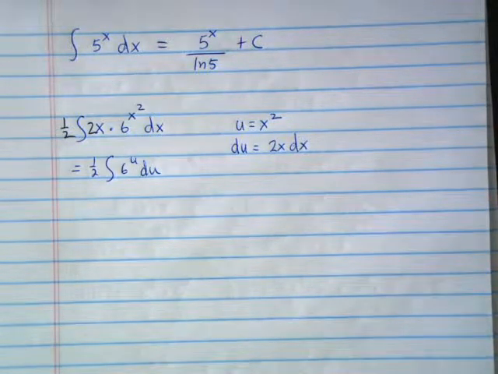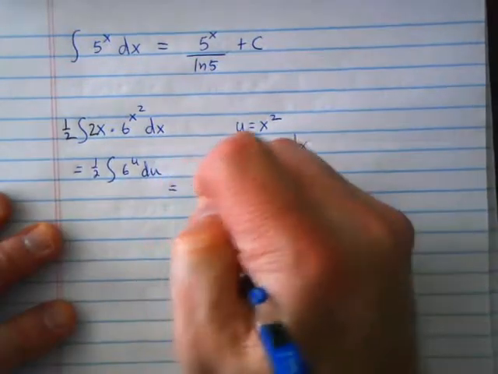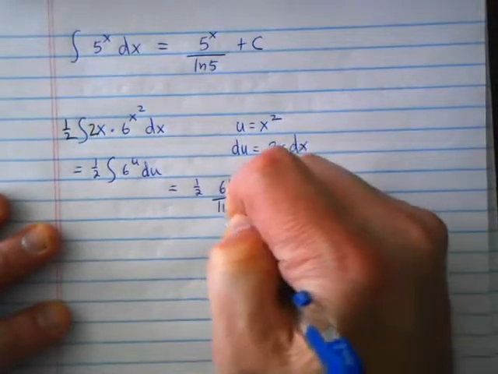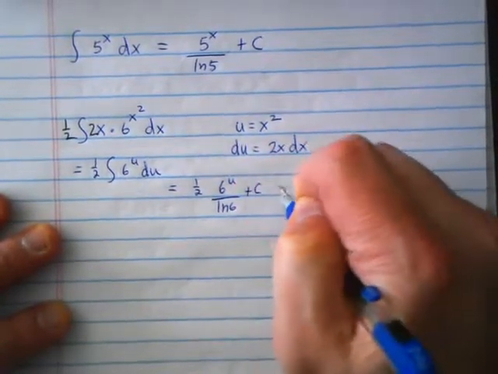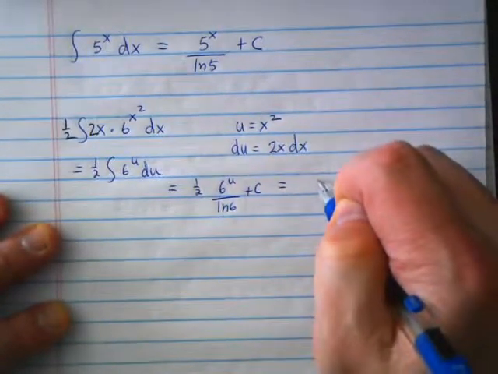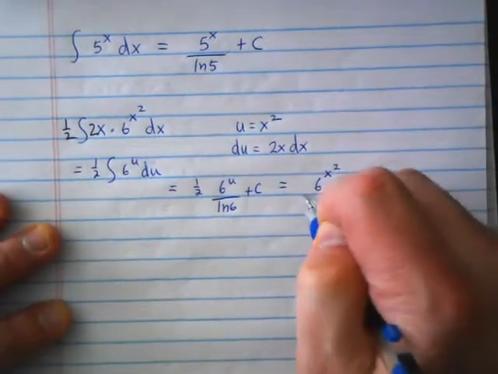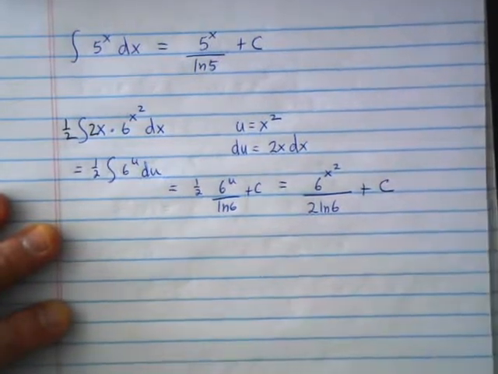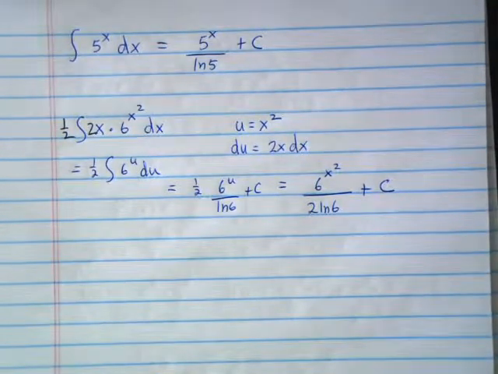What's the antiderivative of 6 to the u? 6 to the u over ln of 6. That's right. That's 1/2 times 6 to the u over ln 6 plus c. So final answer, I'm going to write it as 6 to the x squared over 2 ln 6 plus c. Questions on that?